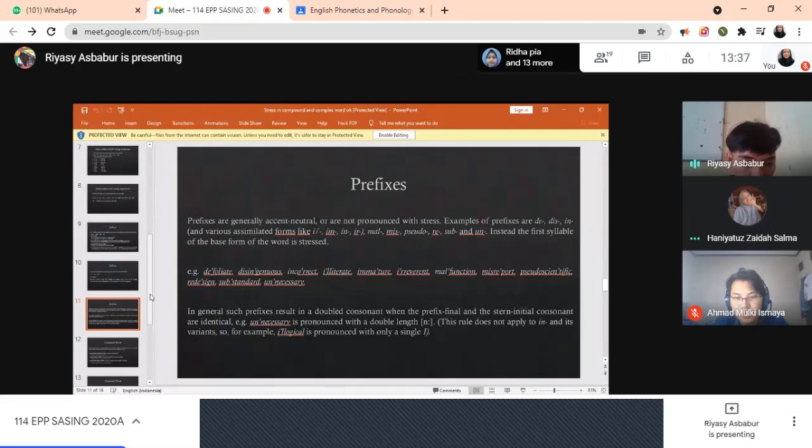pseudo-scientific, redesigned, substandard, and unnecessary. In general, such prefixes result in a doubled consonant when the prefix final and the stem initial consonant are identical. Example: unnecessary is pronounced with double length. These rules do not apply to in and its variants. So, for example, illogical is pronounced with only a single l.